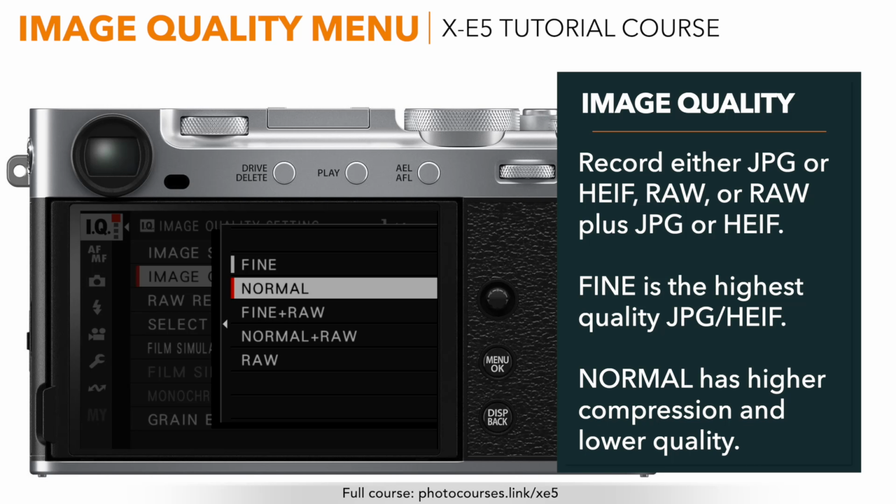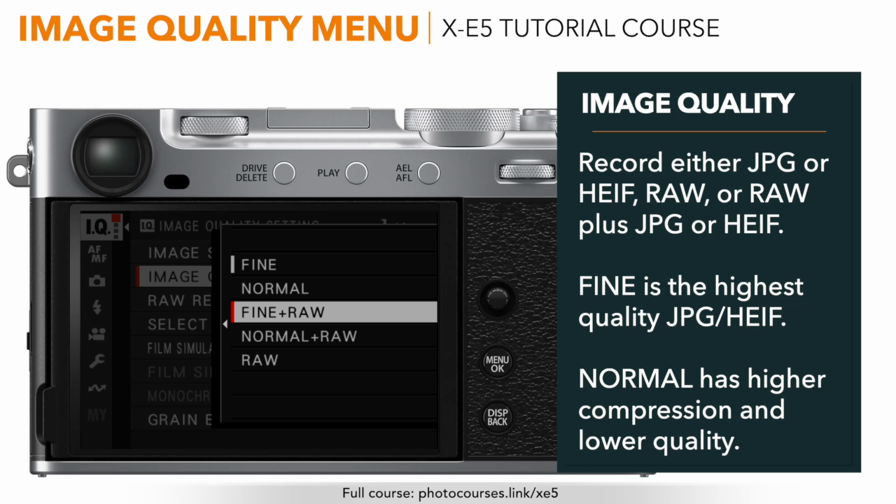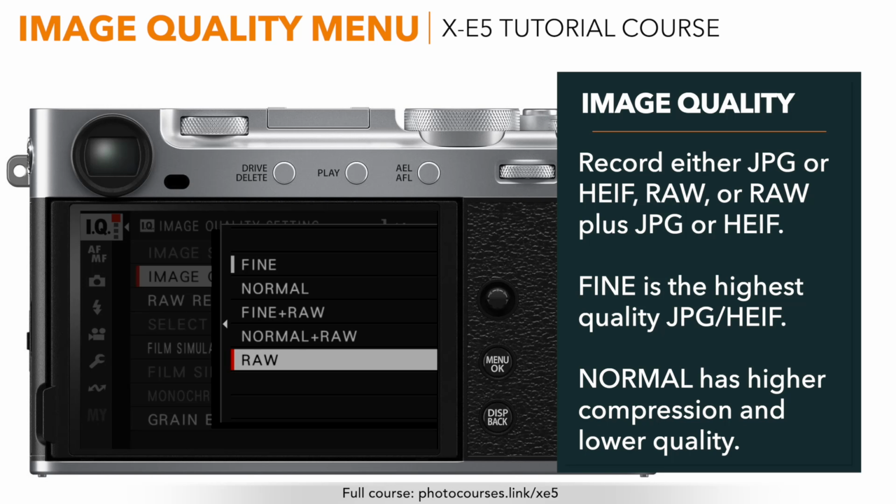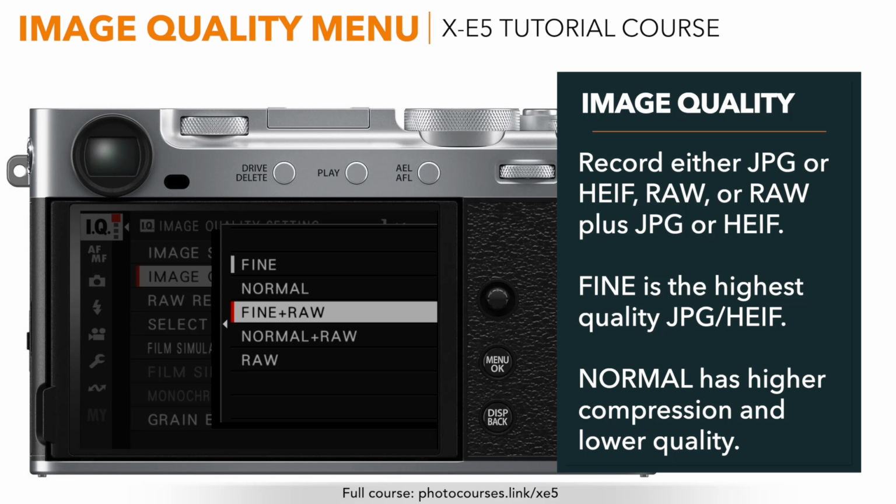If you only want to record the RAW file format, you can just select RAW here. Or if you want to record the RAW and JPEG or HEIF file, you can set RAW plus the quality that you want to save. My own personal preference is to record RAW plus Fine. I always have that RAW file as a backup, as an archive, but I also have the processed JPEG file. So if I get my JPEG right in the camera, I don't have to process anything. But again, I still have that RAW file backup.